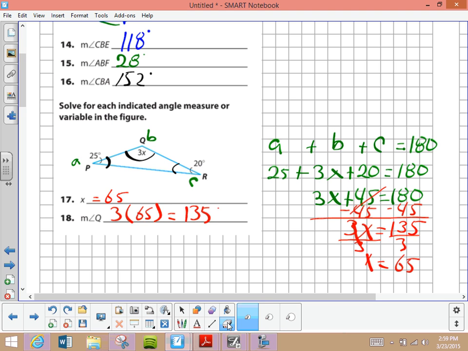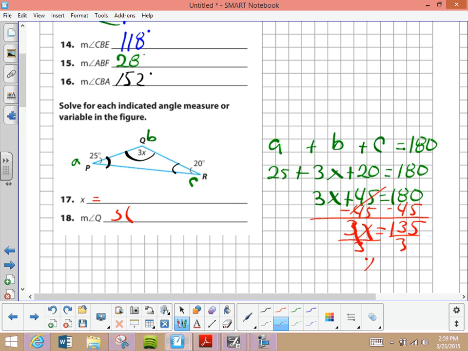Okay, so I lied. It's not 65, it's 45. Liar, yes, I know. So x equals 45. Yes, you are correct. So 45, and then you multiply 3 times 45, and that does still give you 135.